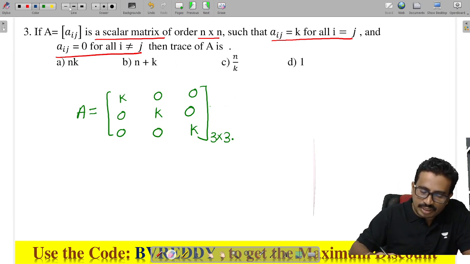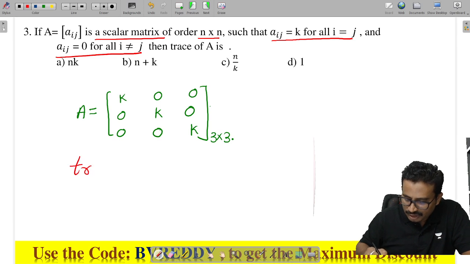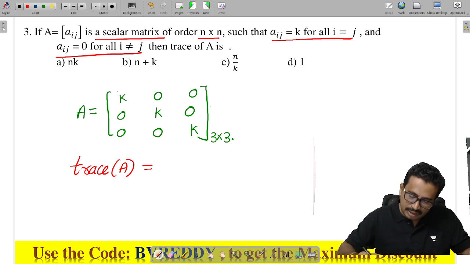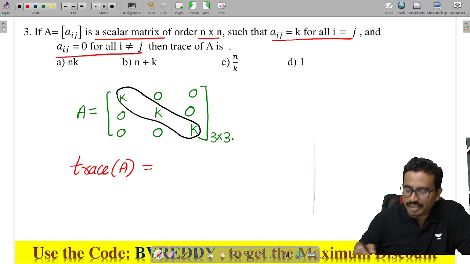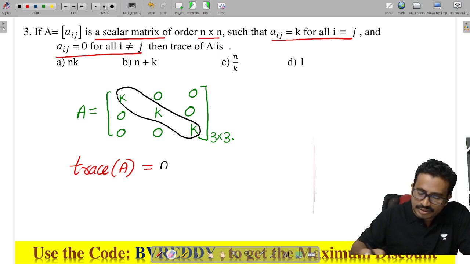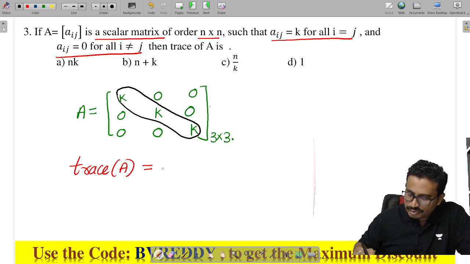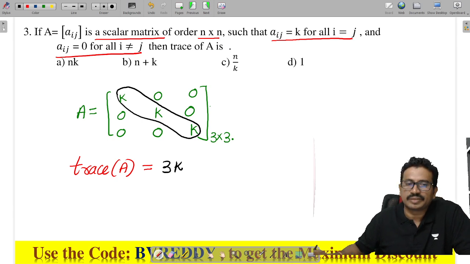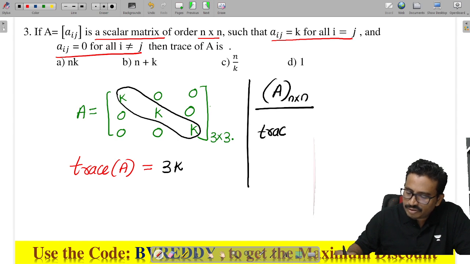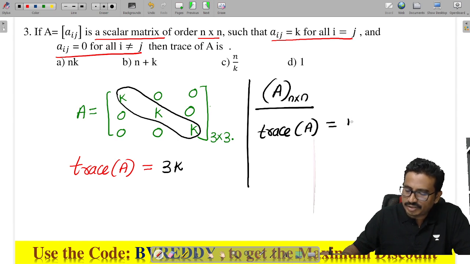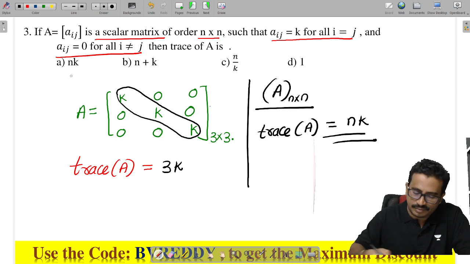Now we need to get the trace of the matrix. What is the trace of a matrix? The trace of a matrix is the sum of the principal diagonal elements. So here, in this case, we have taken a 3 cross 3 matrix, so the answer is 3k. The same thing, if I consider a matrix of order n cross n, what is the trace of the matrix? The trace is n into k. So option A.